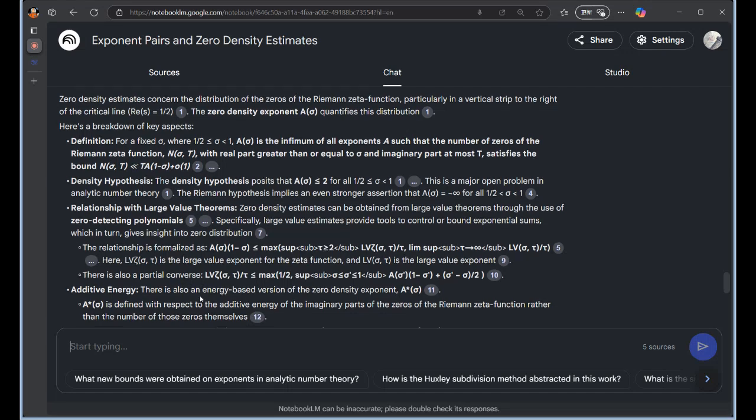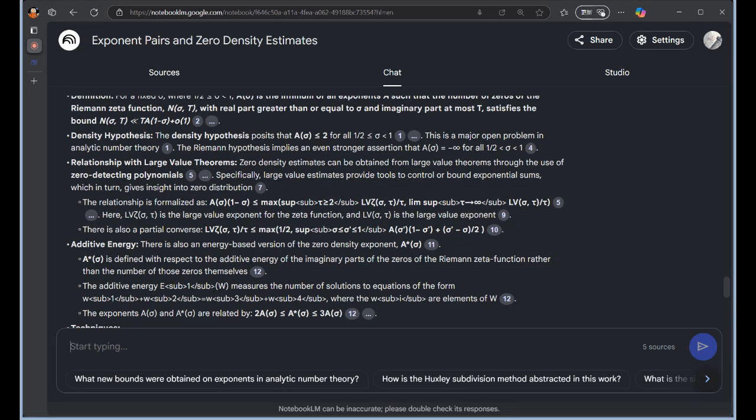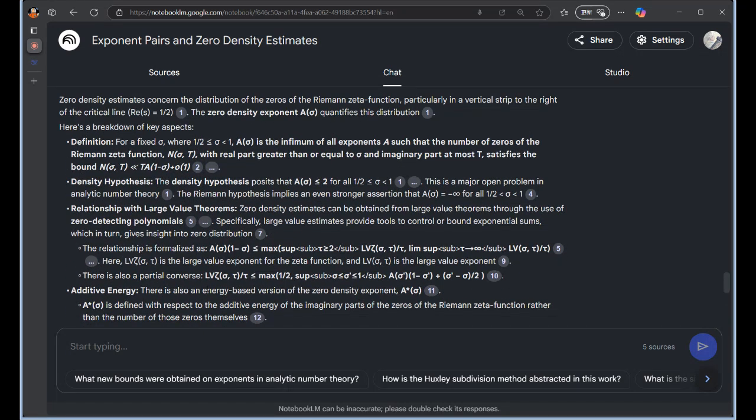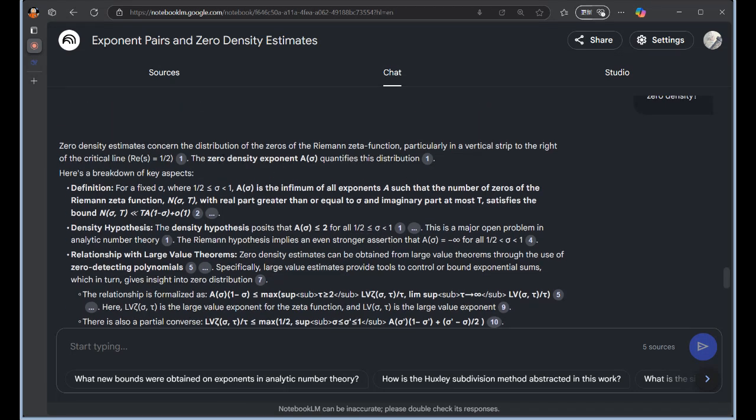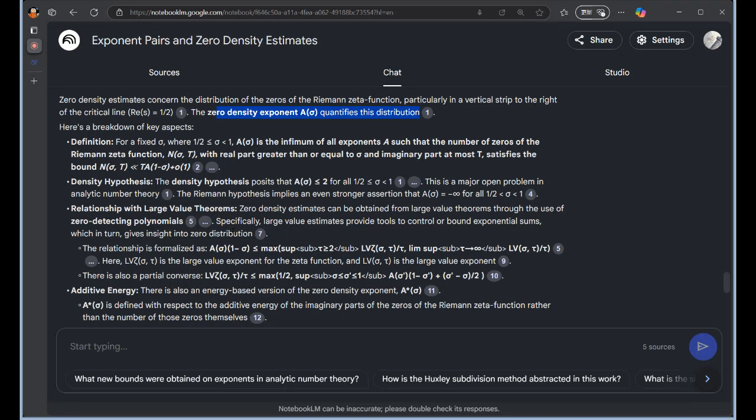Okay. They were able to derive a whole family of new bounds on the additive energy of the zeta function zeros, covering different ranges of values for that crucial sigma parameter. So they're not just adding detail to the map. They're creating a whole new layer of understanding. Precisely. And this is just the beginning.